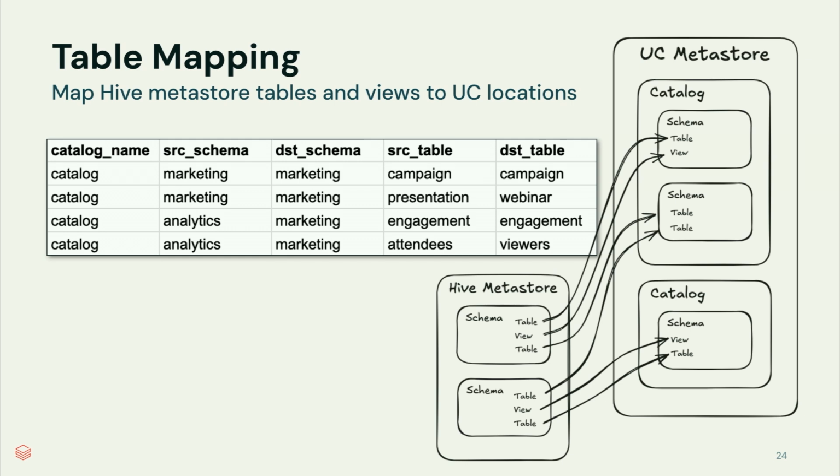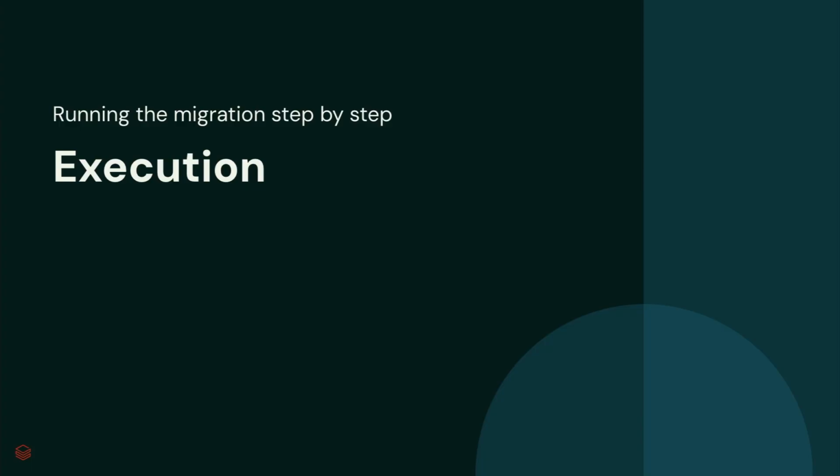We have a 2-level namespace in Hive Metastore. We're now moving to a 3-level namespace in UC. So where does that sit, right? Are we moving the table as is to a new schema that sits under the catalog? Or do we want to do some reorganization? Like, are we cleaning up our houses? And this is quite useful.